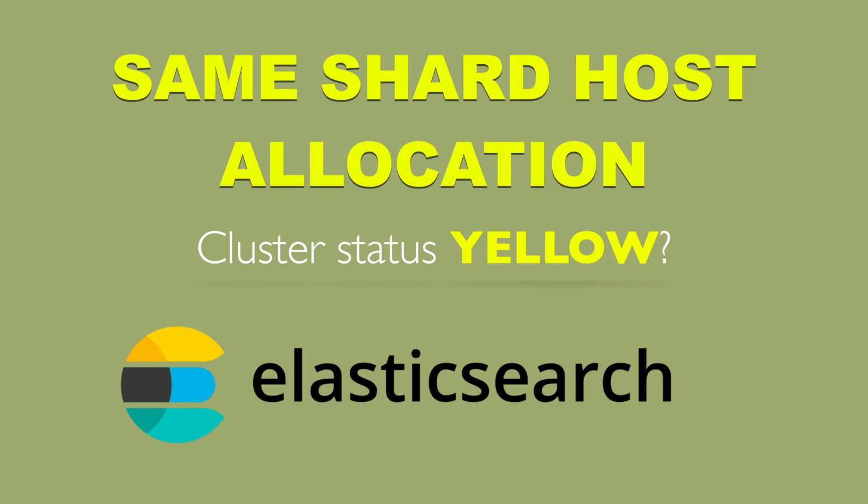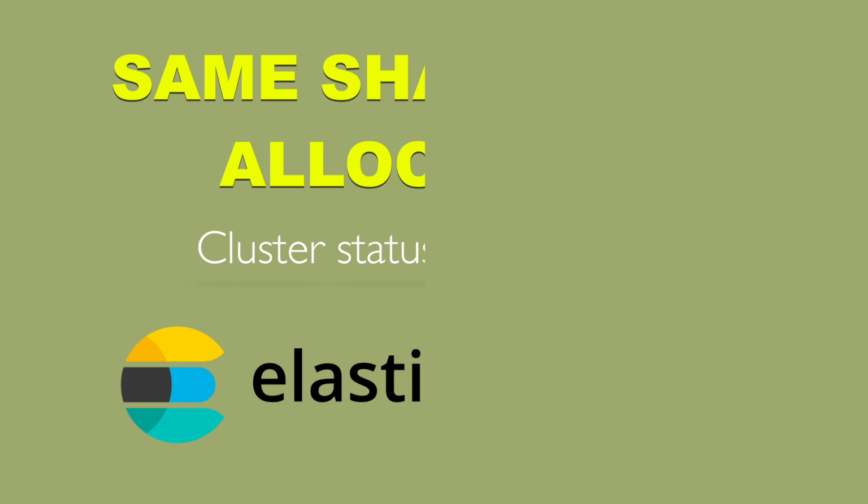Hi, I'm Tom D, and in this video I want to talk about the routing allocation same shard host setting and the consequences of using that setting if you run multiple Elasticsearch instances on one physical node. This may cause a yellow cluster health status because of the problem of allocating replicas that will be forbidden to be allocated because they will be on the same physical host as the primary shards. Let's start.